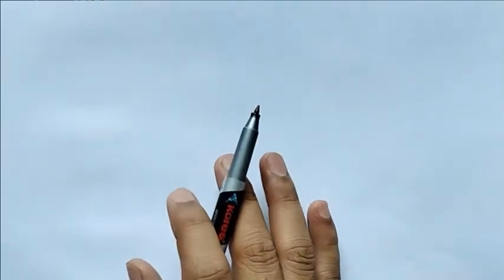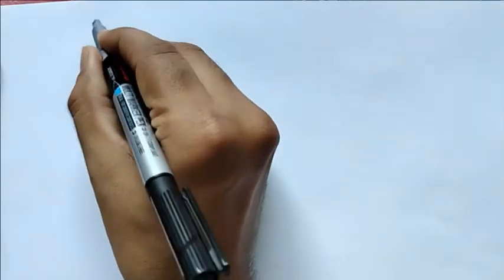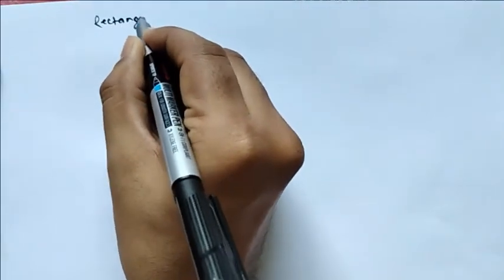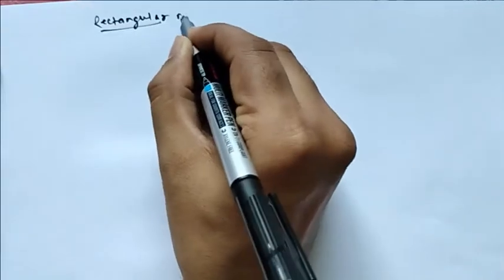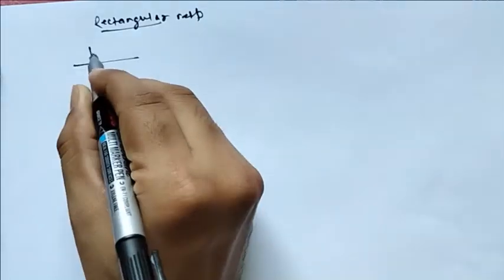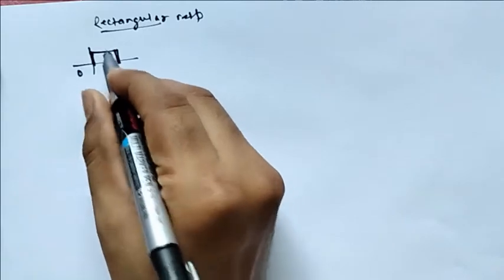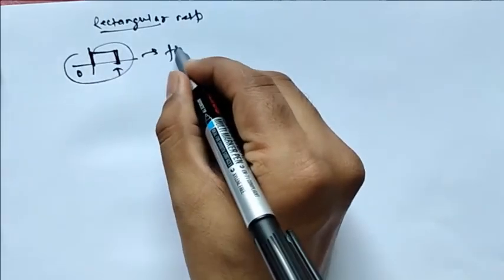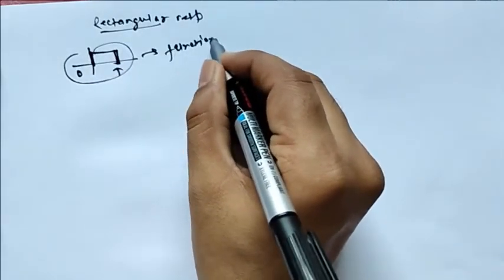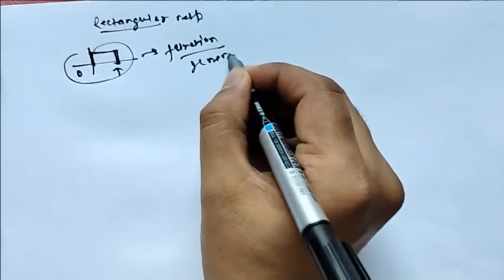Hello, today we are going to study the rectangular response. Rectangular response means it will be a unit step, but for a time duration 0 to 2. This signal we can generate in our function generator. Now this is very important.